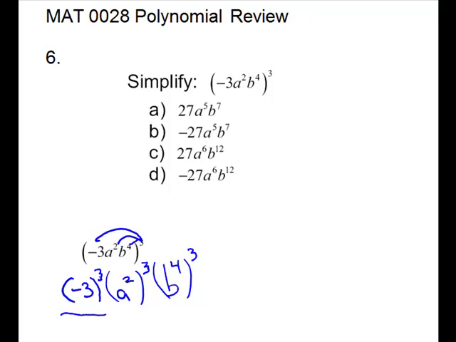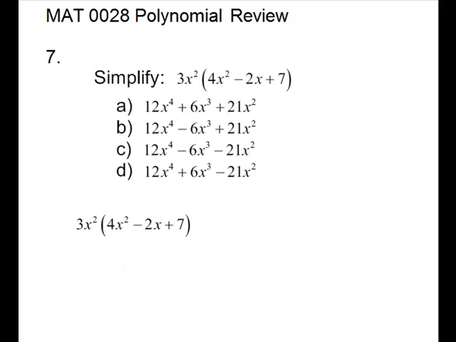-3 to the 3rd you work out. Odd number of exponents, so you're going to have a negative. 3 to the 3rd will be 3 times 3 is 9 times 3 is 27. For your variable, keep the base and multiply. We'll give you a to the 6th. And the b, keep the base and multiply, b to the 12. So -27, a to the 6th, b to the 12th. You're going to have to choose D.